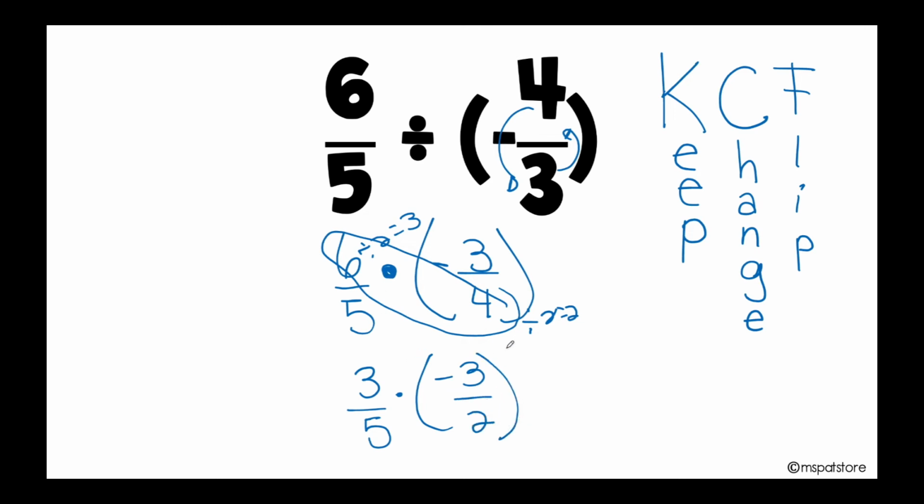If you don't want to do this, it's totally fine. You can do 6 times 3 and then 5 times 4, and then you simplify. This is an optional step. If this is confusing for you, don't do it. Just simplify at the end, and that's it. So now I'm ready to continue multiplying my fractions. 3 times 3 is 9, and 5 times 2 is 10. As they have different signs, my final answer will be negative 9 out of 10.